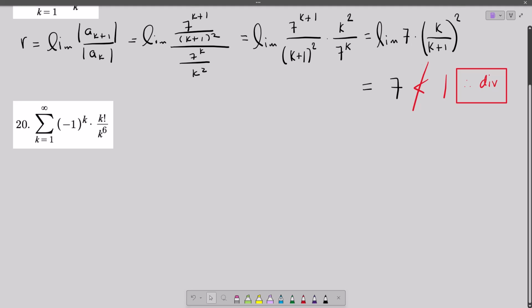So form your R value by taking the limit as k goes to infinity.